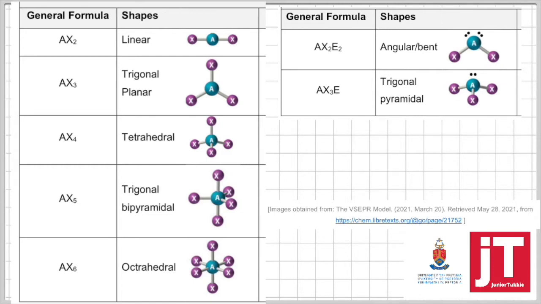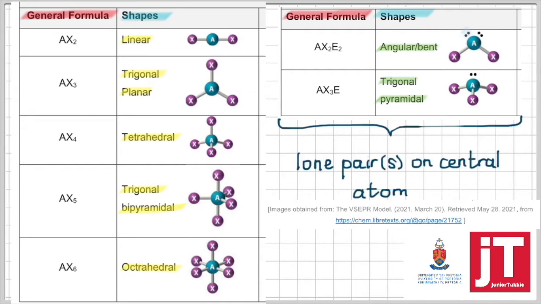Before jumping into a problem, I would like to remind you of the theory booklet that you can download. In the theory booklet, you will find the table displayed on the screen. These tables show the general formulas and the shapes of molecules that you need to learn off by heart. On the left-hand side, we have the ideal shapes, and on the right-hand side, we have the non-ideal shapes, which molecules have when they have lone pairs on their central atoms.